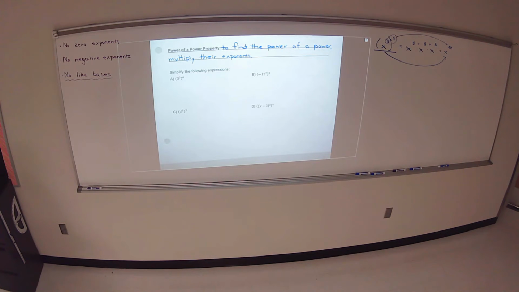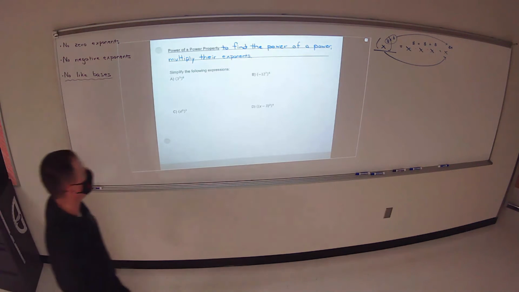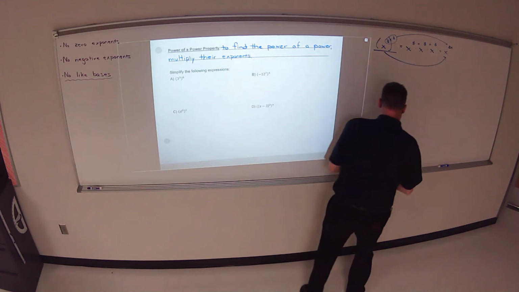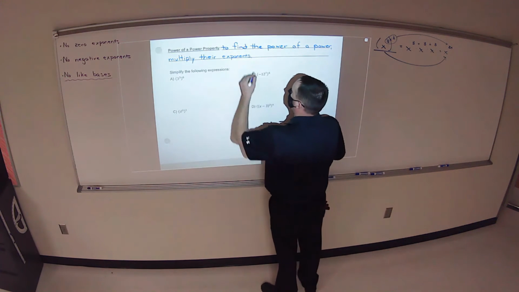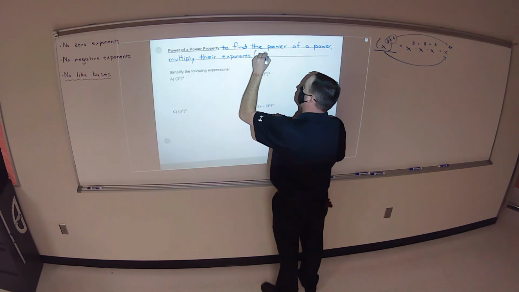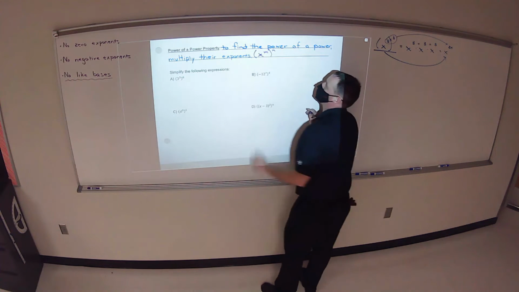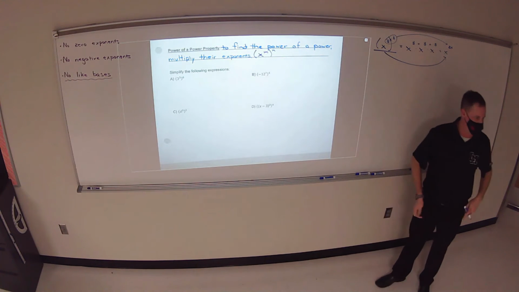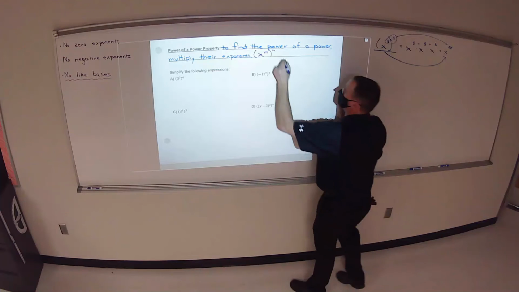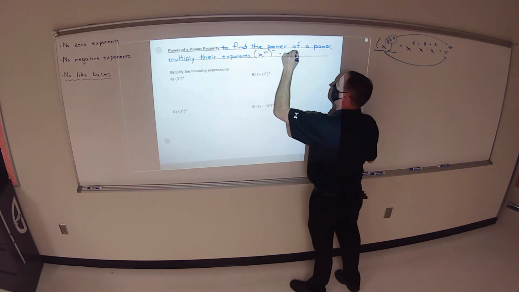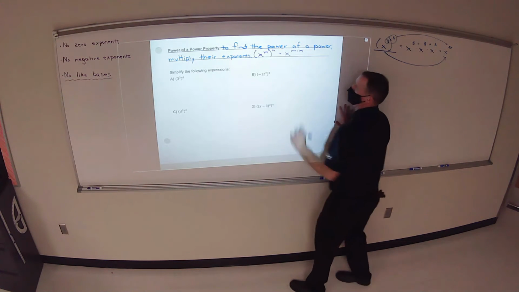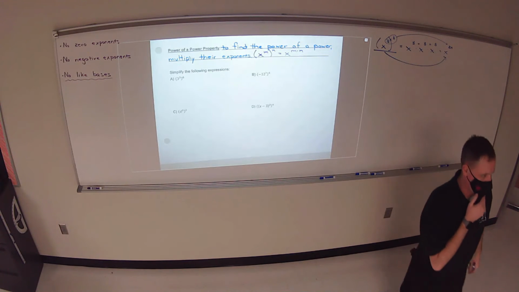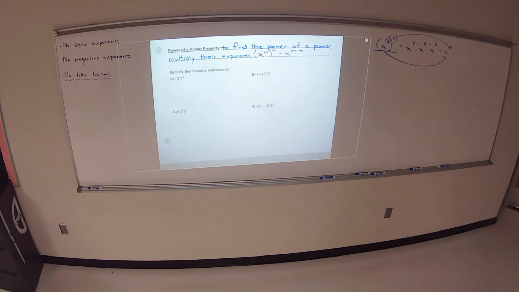So for our example on this one, I'm going to say that if we have x to the m raised to the n power, power to a power, this will become x to the m times n power. With a power to a power, you multiply their exponents.